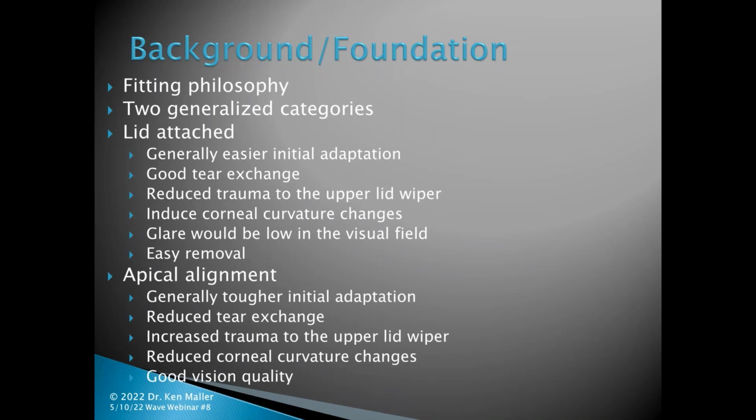Initial adaptation would be a little bit tougher. There was a little reduced tear exchange, absolutely increased trauma to the upper lid wiper because the lid really needed to traverse the upper portion of the lens on every blink. However, we did get reduced corneal curvature changes induced from the lens being positioned on there, and very good vision quality because the optics was centered right onto the visual axis.